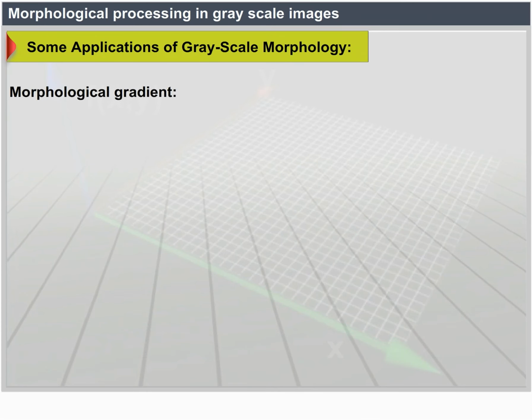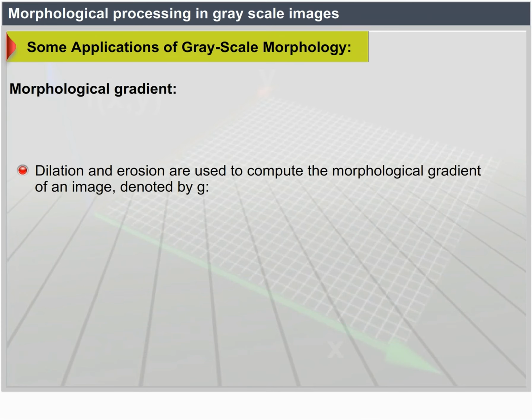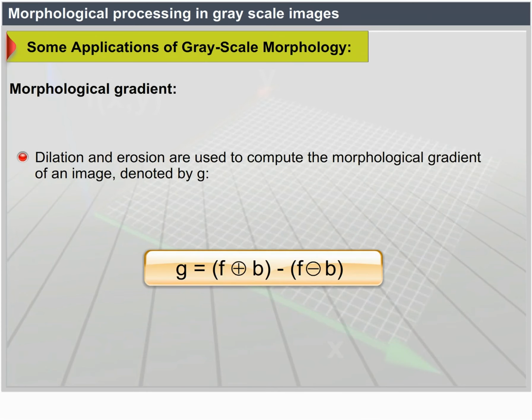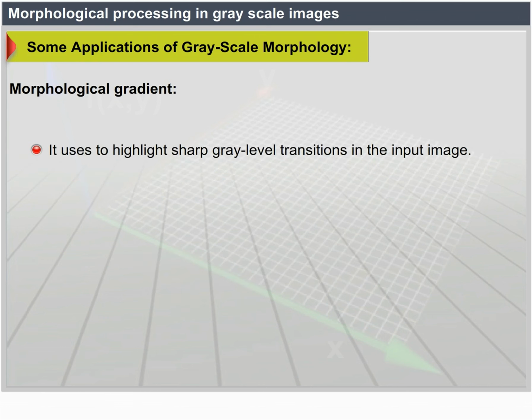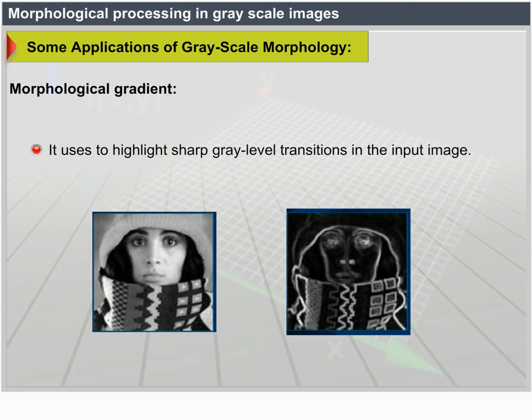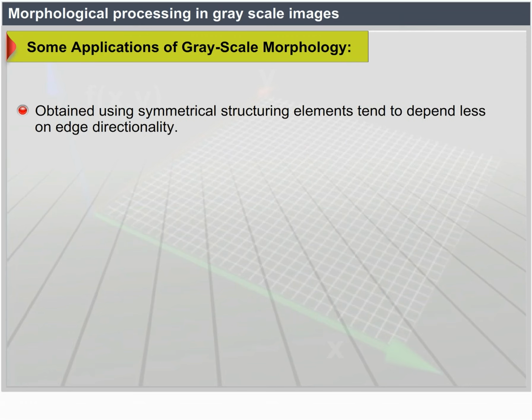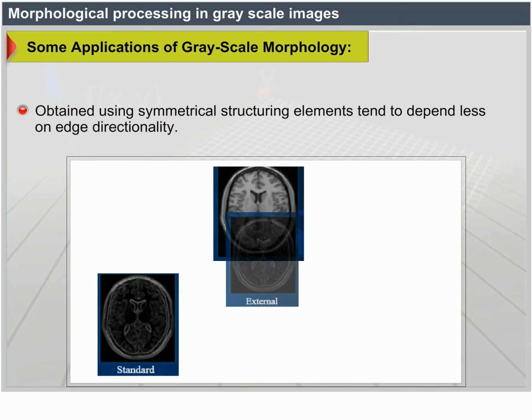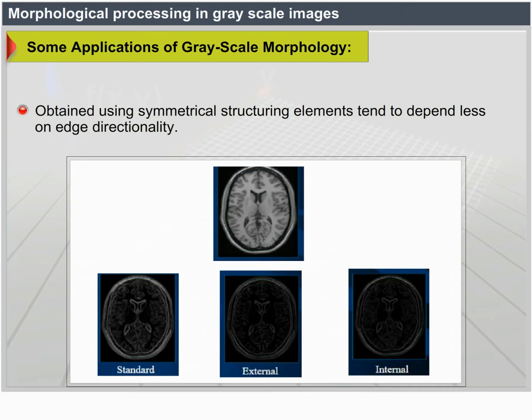Morphological gradient. Dilation and erosion are used to compute the morphological gradient of an image, denoted by G, as it is used to highlight sharp gray level transitions in the input image, obtained using symmetrical structuring elements, which tends to depend less on edge directionality.